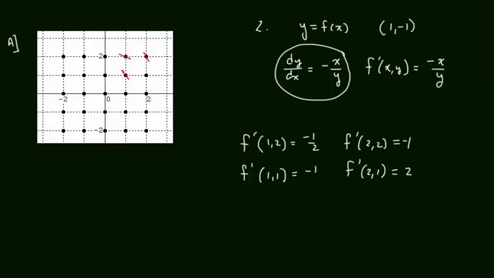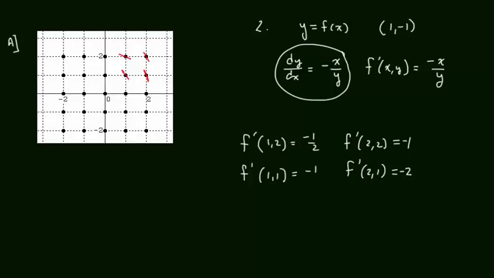The slope at 2, 1 should be -2. Looks like I was rushing here. -2. Let's draw that steeper. So down 2 over 1. I just want to make sure it's steeper than the -1.